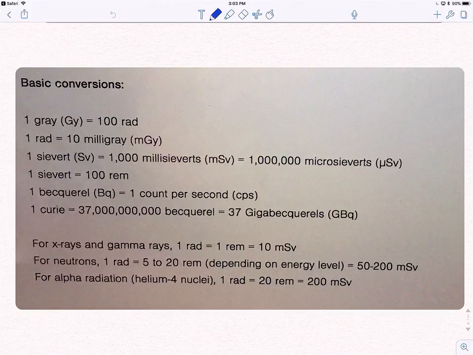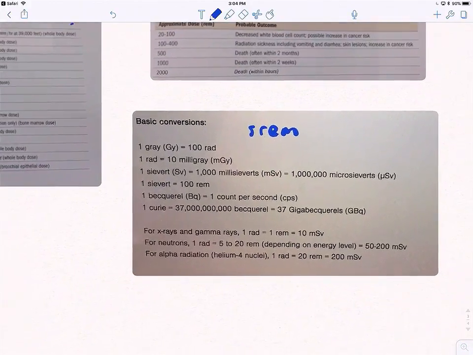The regular population in the United States is allowed to get 5 rem. The most I ever had at one time was 400 millirem. It was with a CT scan. A full body CT scan is 1 rem.